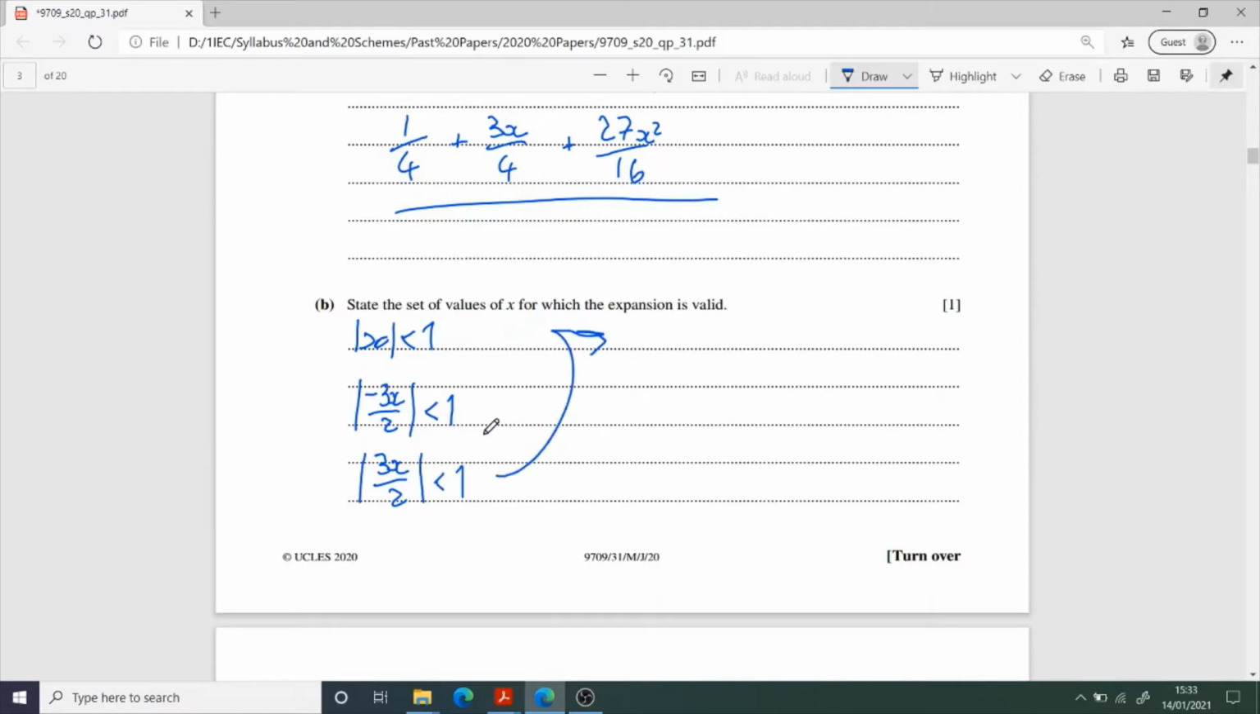Okay. Let's multiply by 2. So the modulus of 3x is less than 2, and divide by 3, and we get modulus of x is less than 2/3. That would be an acceptable answer. It would be just as good to put x needs to be less than 2/3 or greater than negative 2/3. Either one of those two things is absolutely fine.